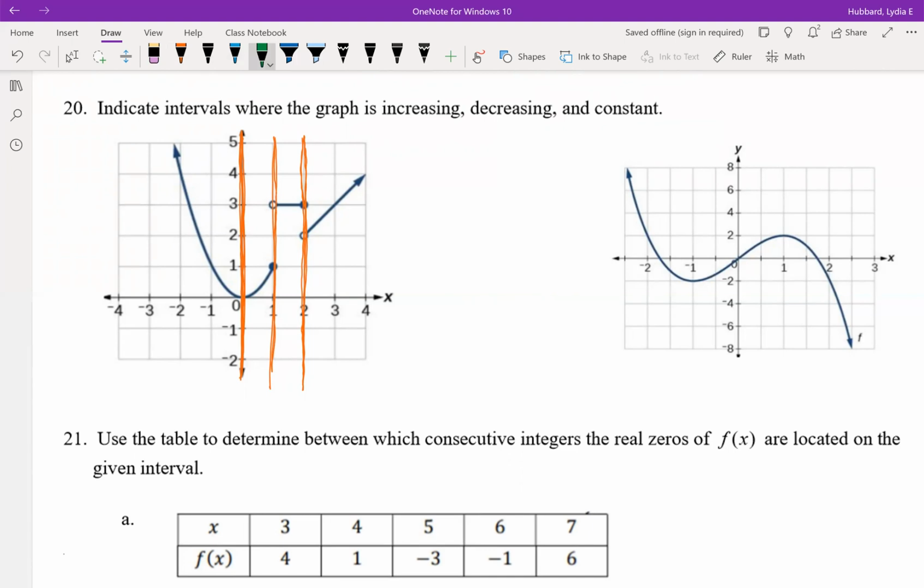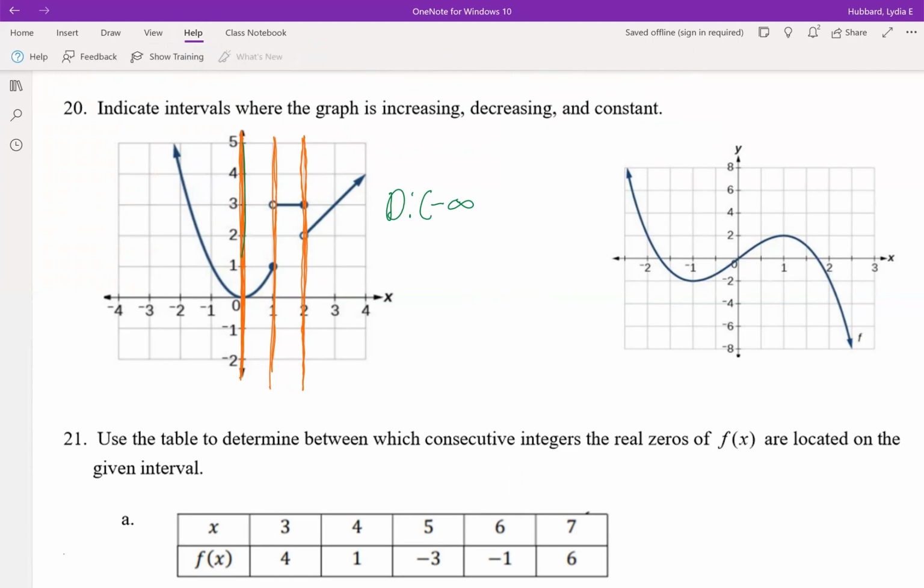So we start on this first interval. Over here on this side of our graph, our little man would be walking downhill. Because he's walking downhill, that's an interval of decreasing, which I'm going to just write as D. And that's happening from negative infinity to where it changes on this first line right here, which is happening at 0.